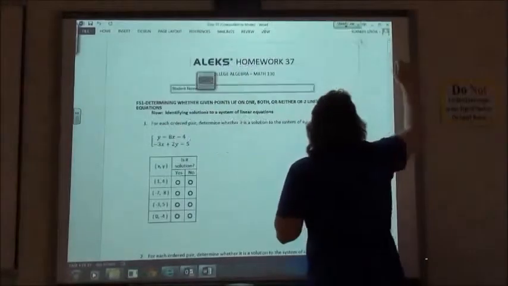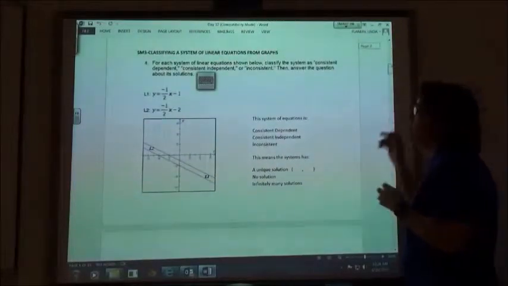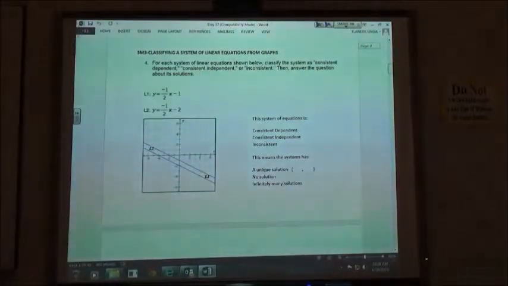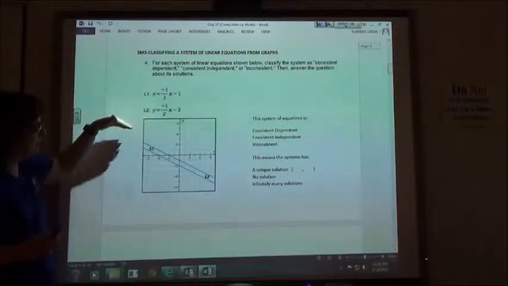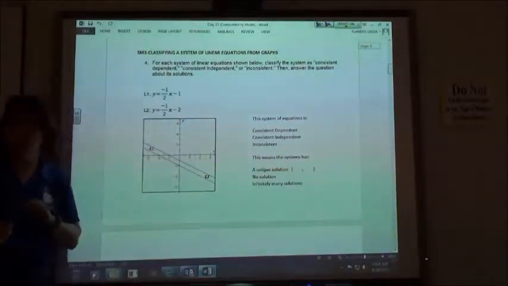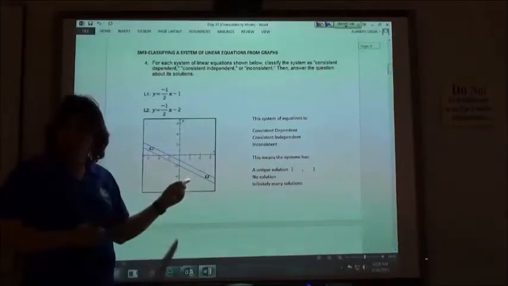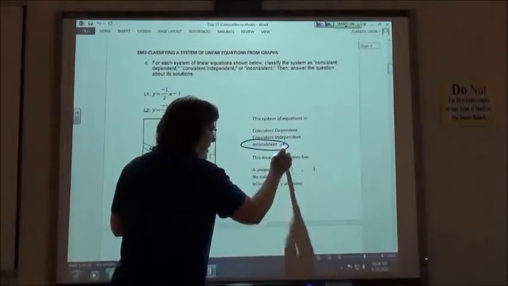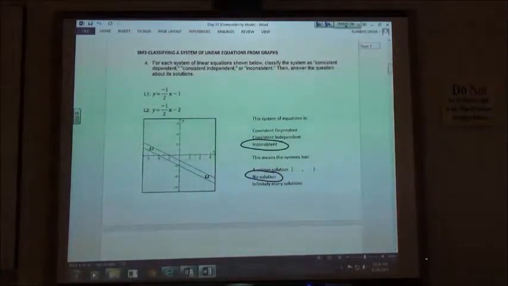The next ones, we were talking about classifying systems of equations, and that basically you have three ways to draw two lines, because a system of equations means you're doing two lines. So here they have two lines where the slopes are the same, so my lines end up being parallel to each other. If my lines are parallel to each other, they are not going to touch, so they're not going to have anything in common. These ones are called inconsistent and will have no solution. So anytime I have parallel lines, we're going to say they're inconsistent and have no solution.